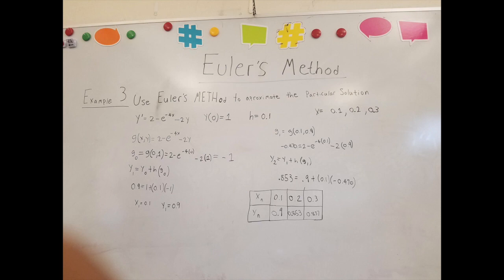For your x value, you do x sub 1 is equal to x sub 0 plus h. Your x sub 0 is 0, and your h is 0.1. You add them together and you get x sub 1 is equal to 0.1. You repeat this step with the new values you keep generating. For the first value, 0.1, you get 0.9 as the y value. For the second one, 0.2, you get 0.853. And for the third one, 0.3, you get 0.837.